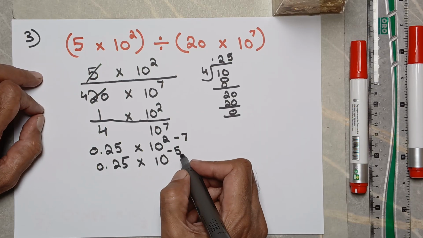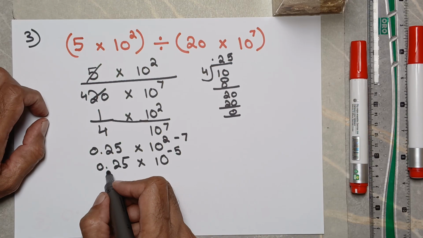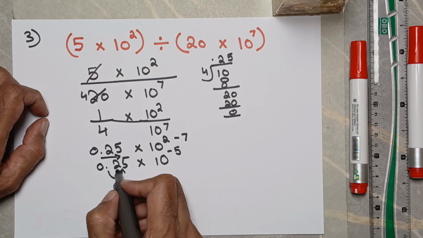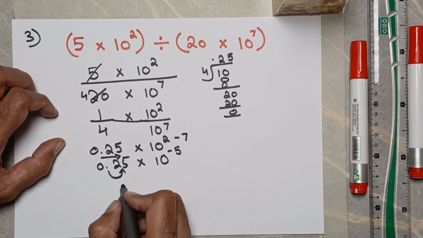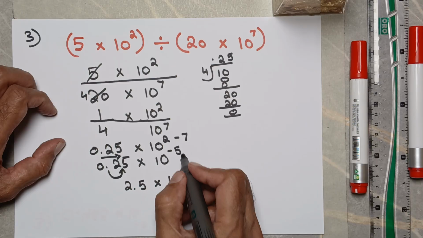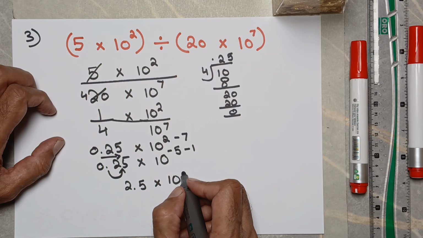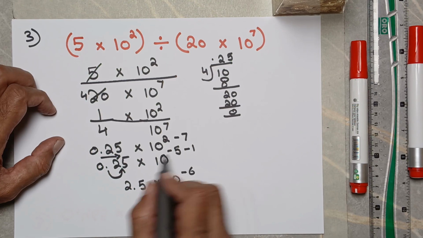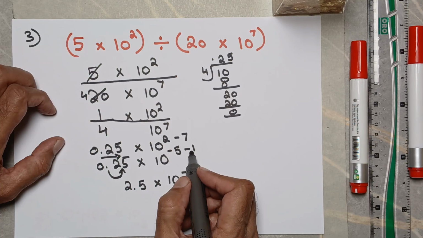But here the question does not end. What we have to do now is reduce it to a significant figure. Simply move this decimal one place towards the right. When we shift this decimal one place towards the right, it means that we are reducing our exponent. So it will be 2.5 times 10 raised to the power minus 5 minus 1. And the final answer will be minus 6, because we have shifted this decimal one place towards the right, so minus 1 over here.